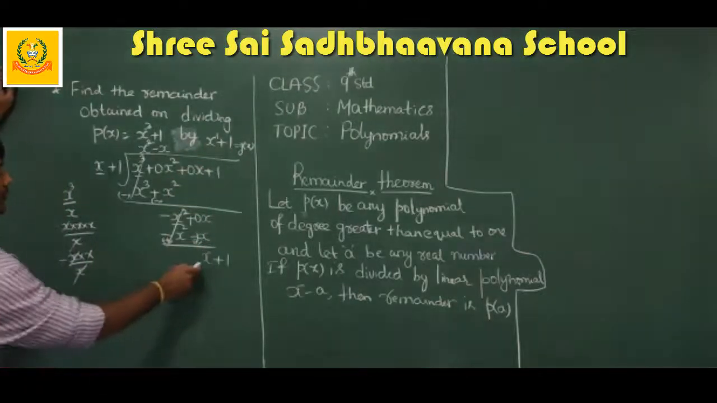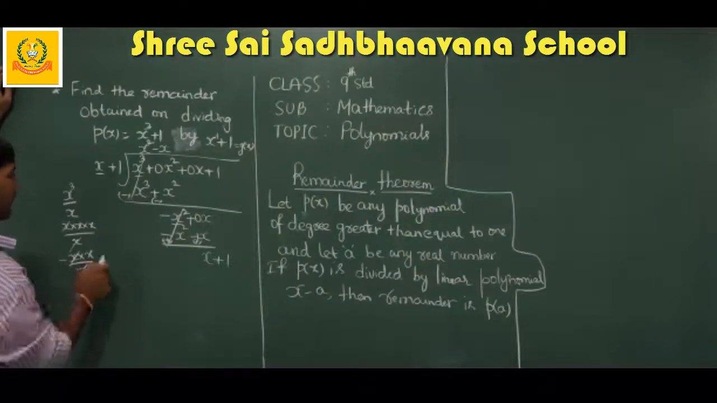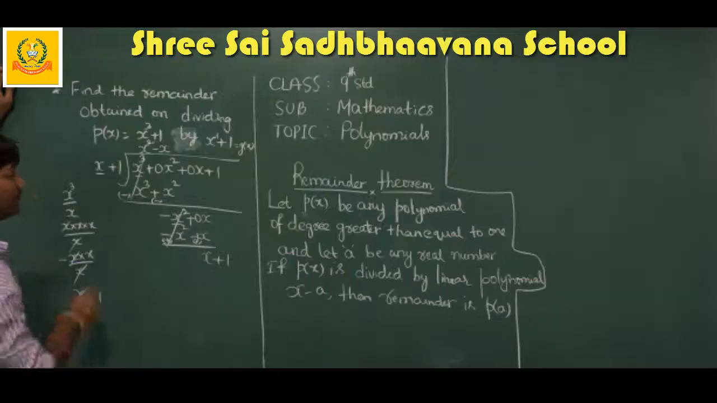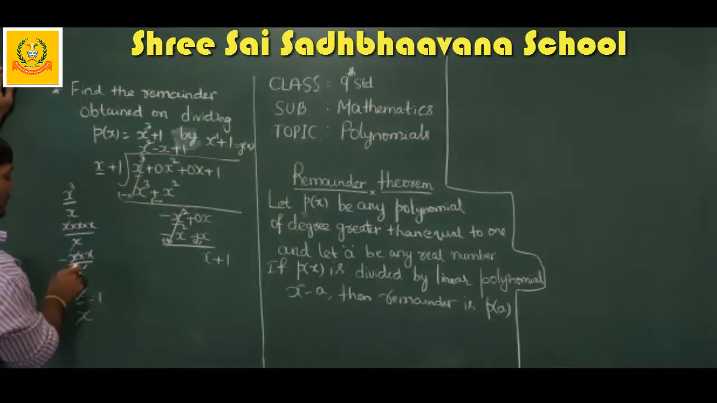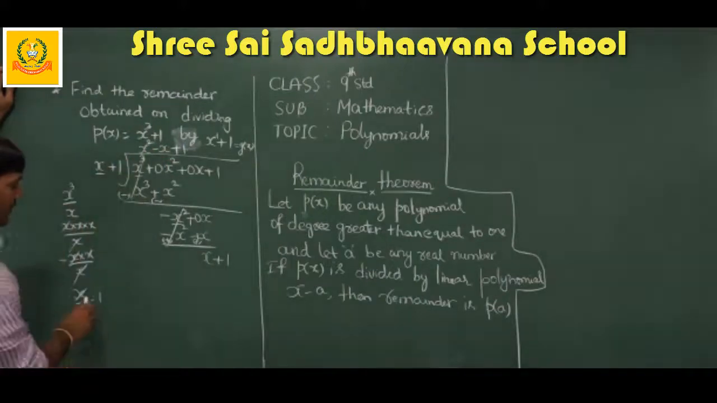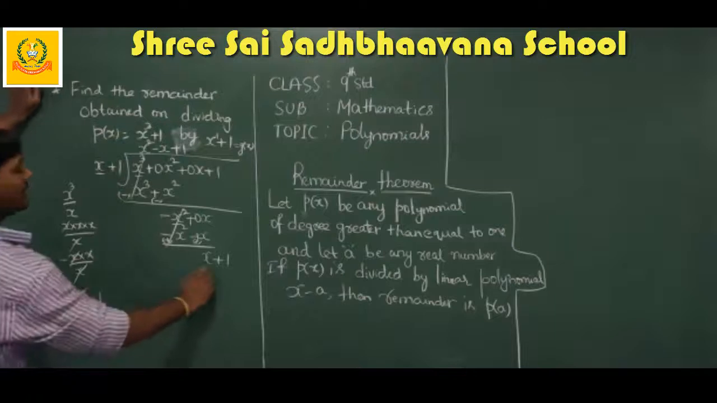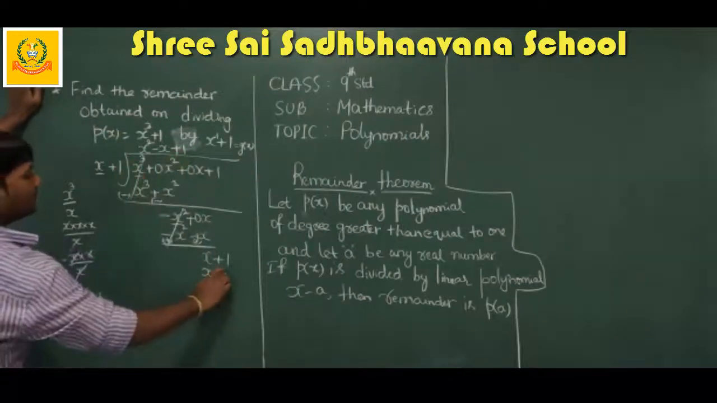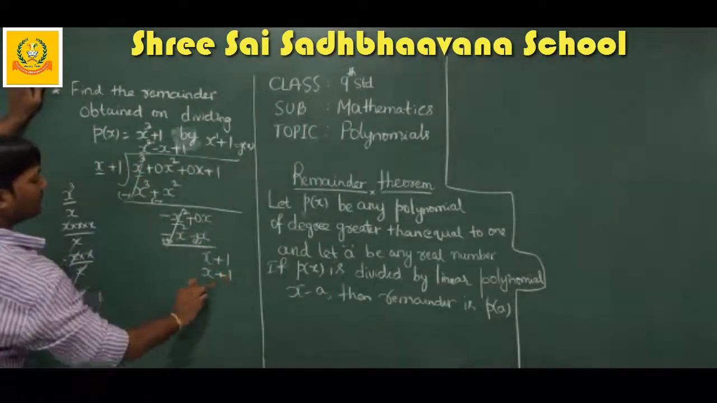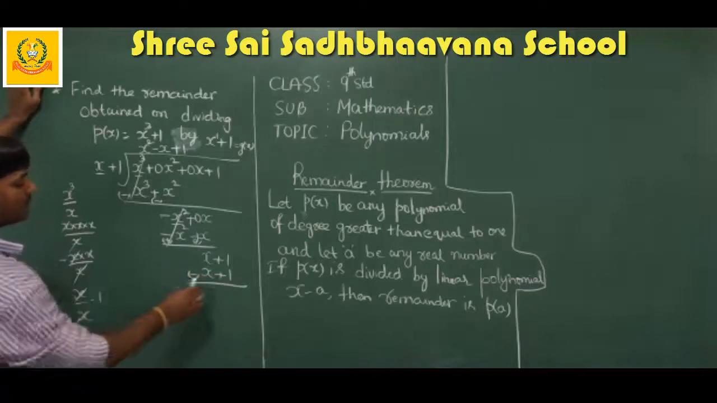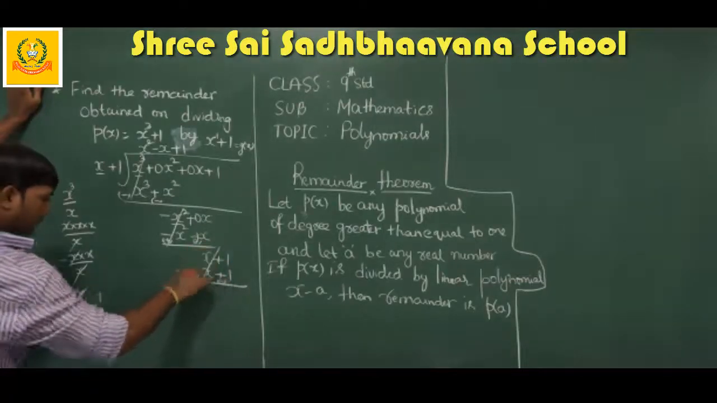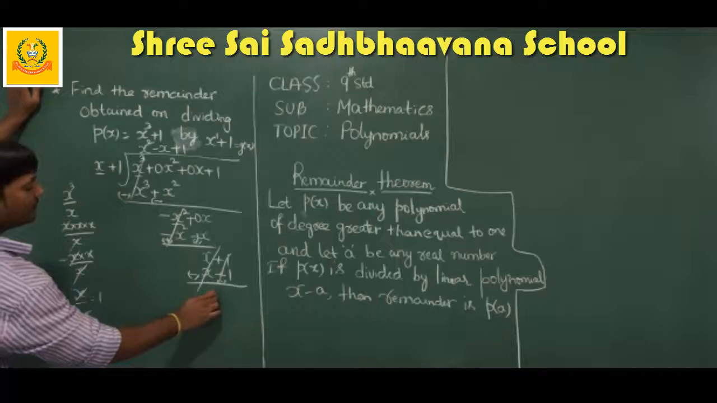So again, what is the first term here? X. And what is the first term here? X. So x by x is what? 1. So take plus 1. Remember which sign we have to take. Here minus x we got, that's the reason I took minus x. Here we got plus 1, so we have to take plus 1. So 1 into x plus 1 into 1, which is 1. So subtract. When you subtract, obviously x plus 1 minus x and 1 minus 1, 0.